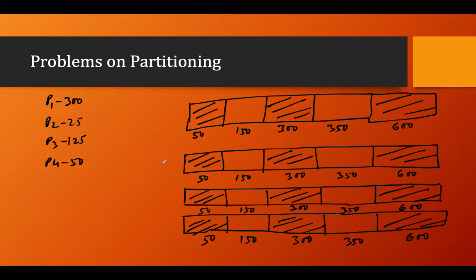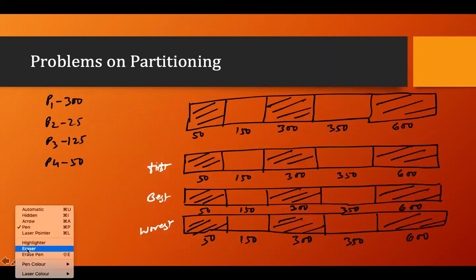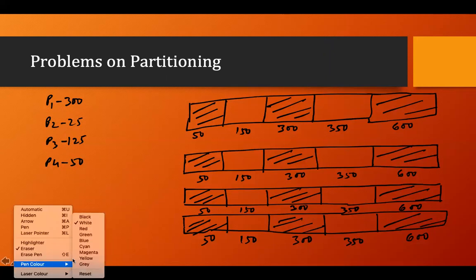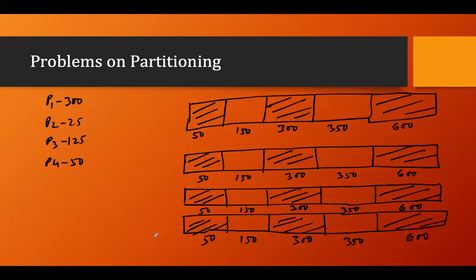Now, in this particular example, we are going to understand how we can deal with the first fit, best fit, and worst fit algorithms. So let's go one by one. Here we are going to see the variable size partitioning first, and then we'll go for the fixed size partitioning. This is the first fit.